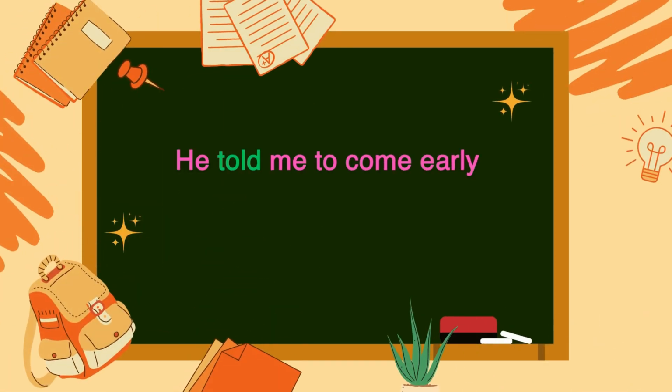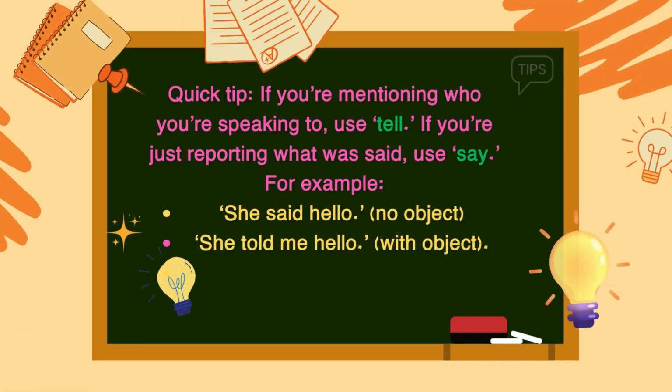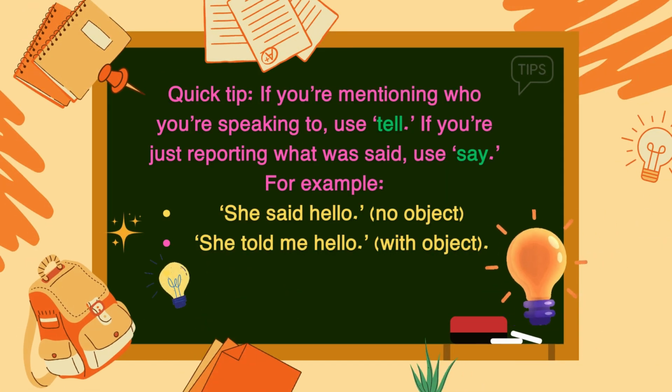See the difference? Quick tip, if you're mentioning who you're speaking to, use tell. If you're just reporting what was said, use say. For example, "She said hello." No object. "She told me hello." With object.